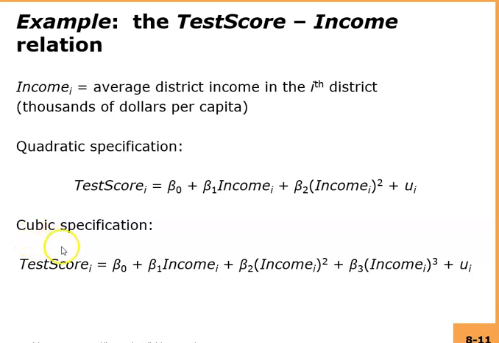Because we want to capture the slopes in the relationship. We want to capture the different slopes in the relationship. If we actually impose a line of best fit which is straight, which is linear, we will not be able to capture any slopes in the relationship. But while using quadratic and cubic specifications, we will be able to capture the slopes in the relationships.